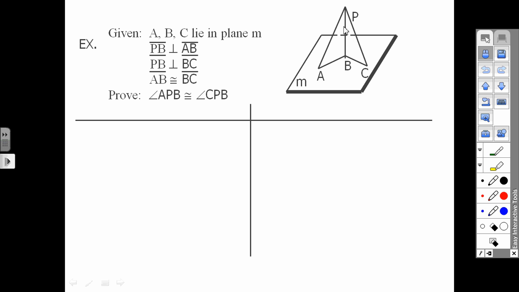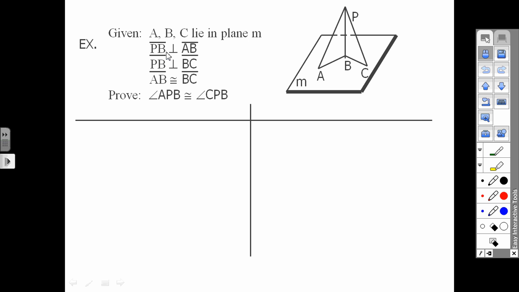So for example, these 2 triangles, PAB and PCB, are supposed to be sitting kind of at an angle with each other, but they're sitting on this plane. Okay, and so reading this, A, B, and C lie in plane M, notice that they didn't include point P. Well, that's so that people that can't see these 3-dimensional shapes know that P is above the plane.